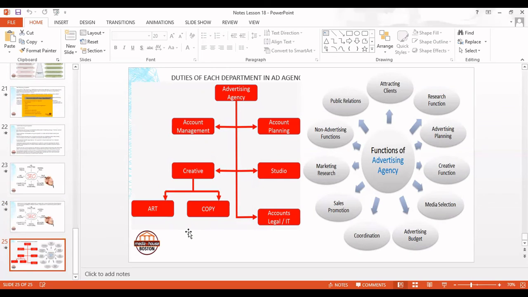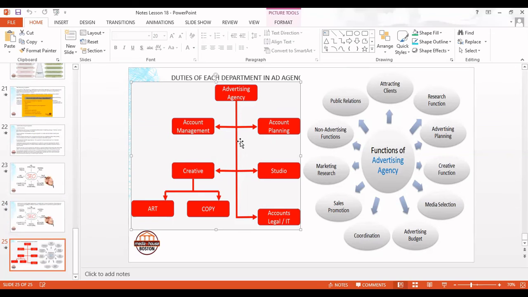So the last question that we're going to deal with is duties of different personnel and departments in an advertising agency. I'm sure you've seen these organograms before, where in an advertising agency we have your account manager, your account planning, the creative side, your art, your copy, your accounts, your IT, studio, things like that. So these people work in these departments, they have different functions. Your creative function, they're responsible for all the creative copies, creative production of thoughts, of ideas, of copies, of certain angles, certain designs.